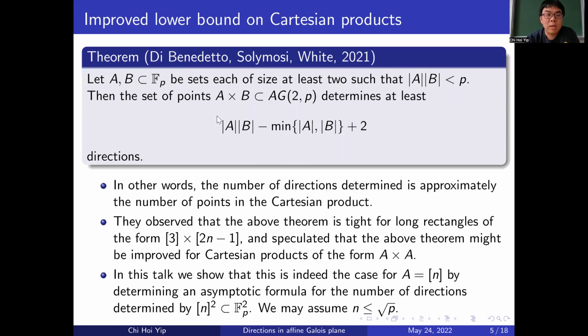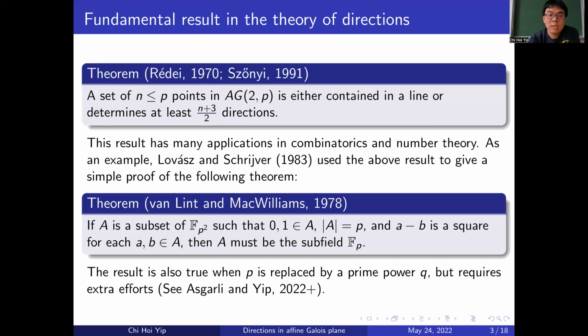In the case that our point set is a Cartesian product, this was confirmed by Di Benedetto, Solymosi, and White last year, where they showed that if we consider a Cartesian product A times B in an affine Galois plane, then roughly speaking, it would determine at least the size of the Cartesian product. So that means the multiplicative constant here is 1, whereas in the Rédei–Szőnyi theorem, this is one half. So that improves the multiplicative constant by a factor of 2.